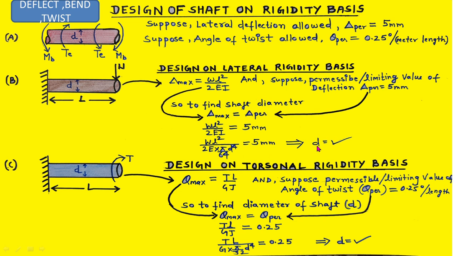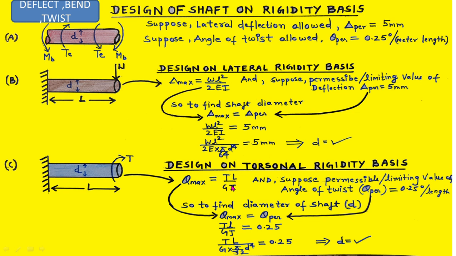Now suppose the shaft design on the torsional rigidity basis is asked. Suppose this is the shaft and a torsional moment is acting on the shaft. Now theta at the free end because of this loading will be equal to TL by GJ as shown by this formula, where T is the torque acting, L is the length of the shaft, G is the modulus of rigidity, and J is the polar moment of inertia.